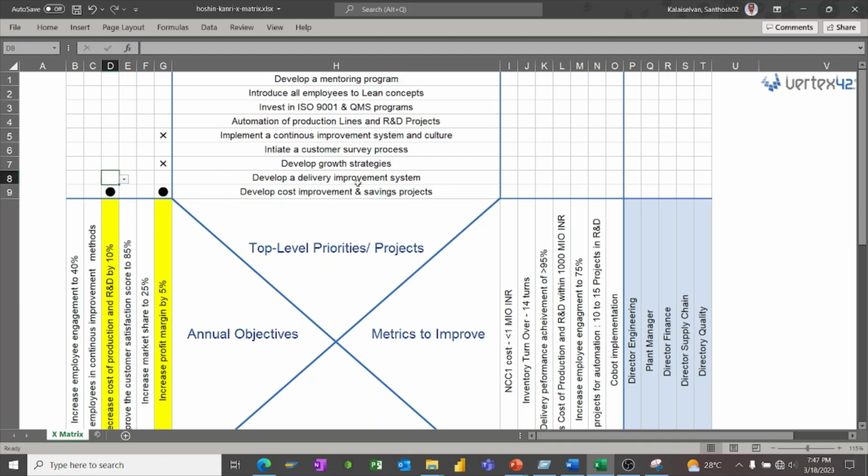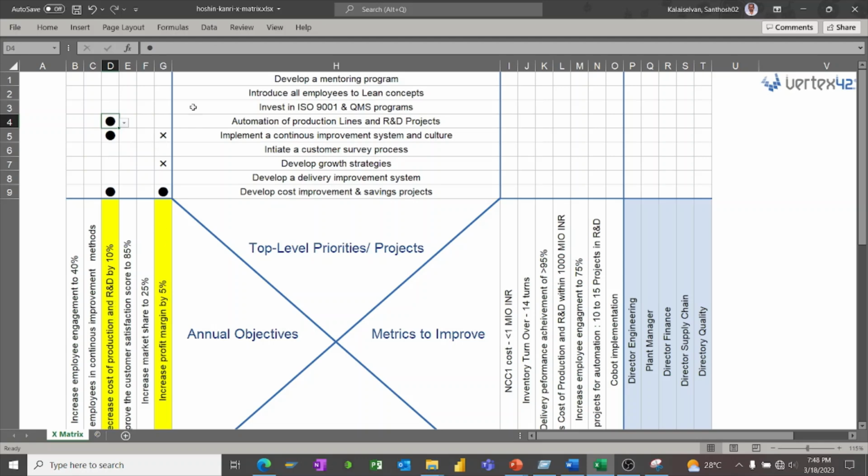And develop a delivery improvement system is not correlated with this. Develop growth strategies is not correlated. Initiate a customer survey process is not correlated. Implement cost improvement system and culture. Yes, this is going to improve it, directly correlated. So I will put just primary correlation. Okay, automation. Yes, automation of production line is certainly primarily correlated, because this will decrease the cost of production.